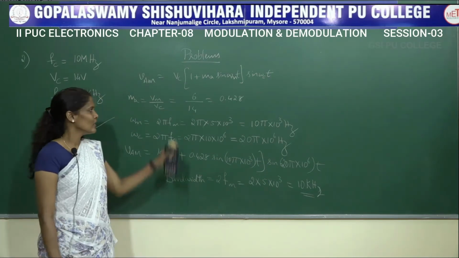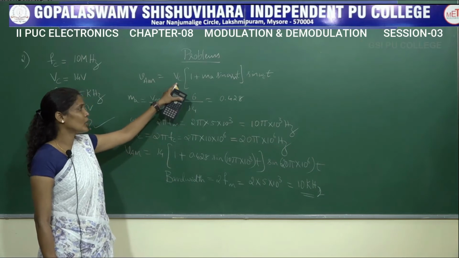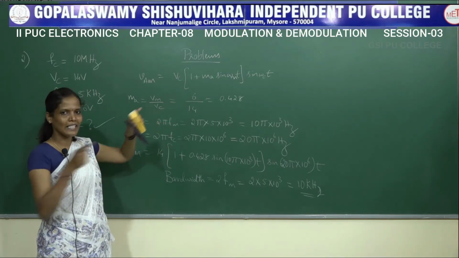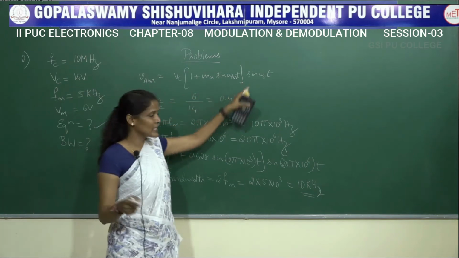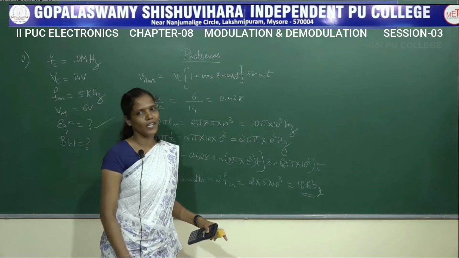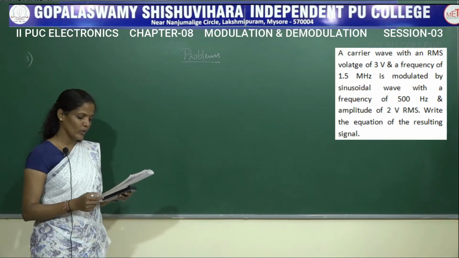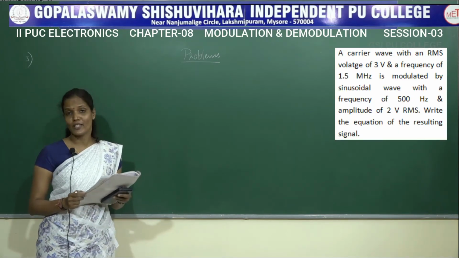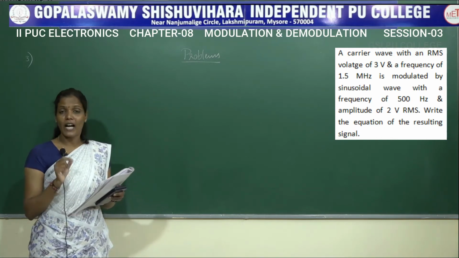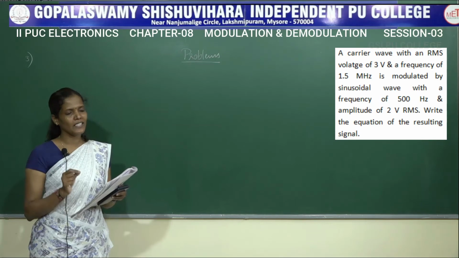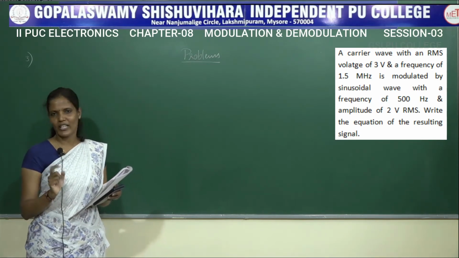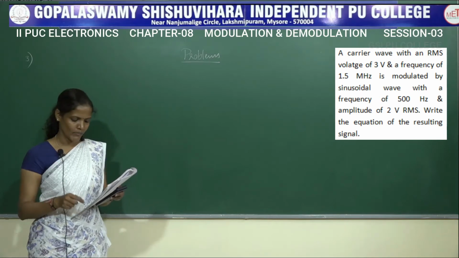Problems are simple, right? Only thing is, for solving the problems use this particular equation instead of writing that expanded version of this sin A and sin B. Clear? Let us now look at the third problem. A carrier wave with an RMS voltage of 3 volts. Here in this particular problem, they have given us the RMS value, but we are concerned with the peak value, not the RMS value. But we know the formula to calculate the peak value from the given RMS value.